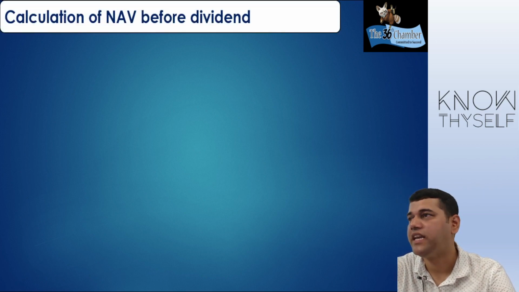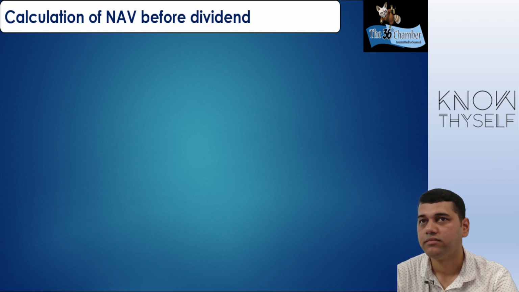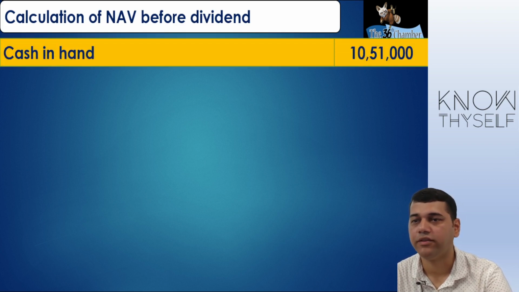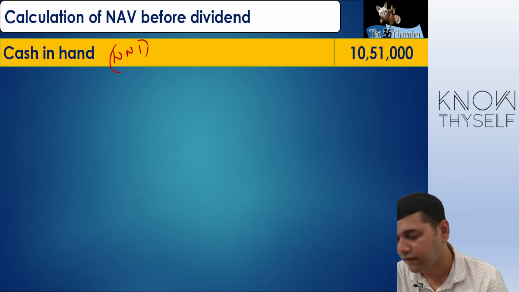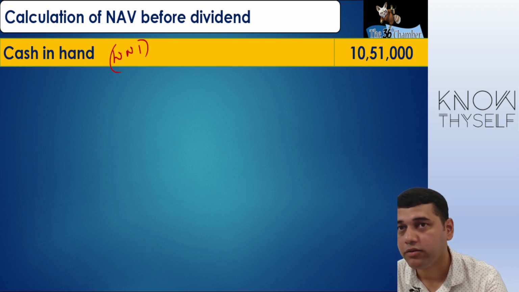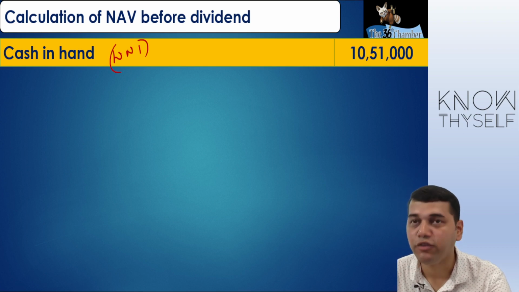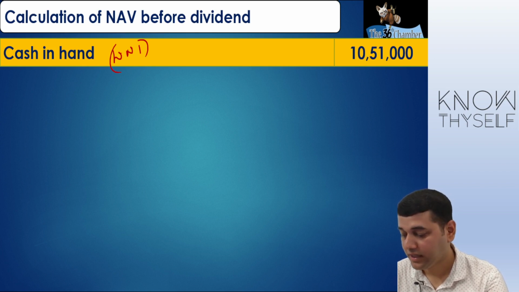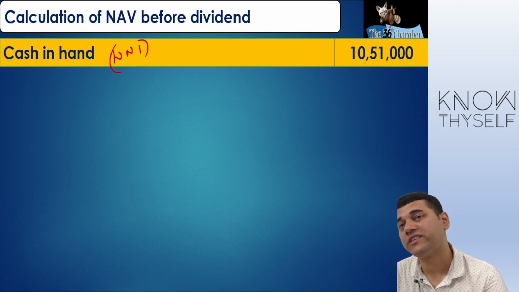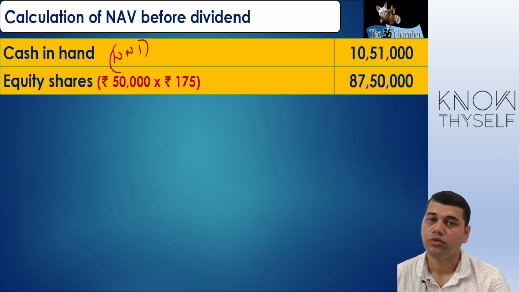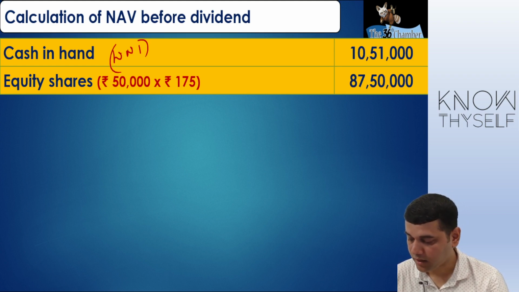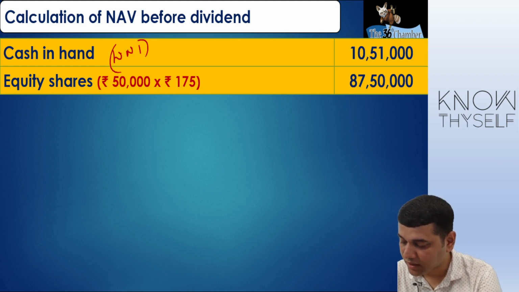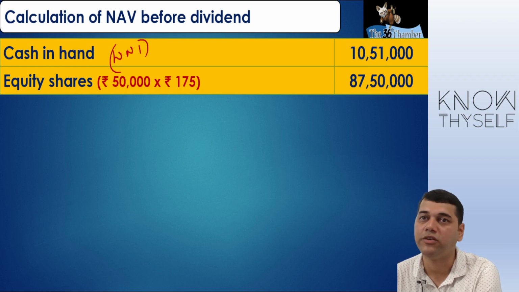Second, calculation of the NAV before dividend. How much is your cash in hand? 10,51,000. We calculated from working note one. Then what is the value of the equity? 80 lakhs is the beginning when you invested. Now what is the value? They told, each share you invested at 160, at the end of the year it has 175, so total value is 87,50,000 rupees. 50,000 equity shares you invested, right? Equity shares and 10% debentures are quoted at 175 and 90% respectively, they said, no.